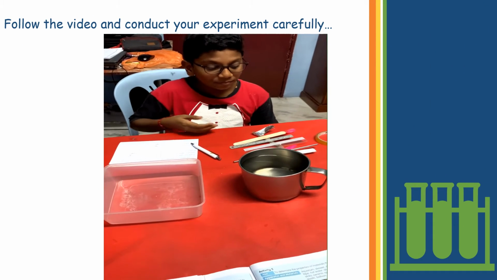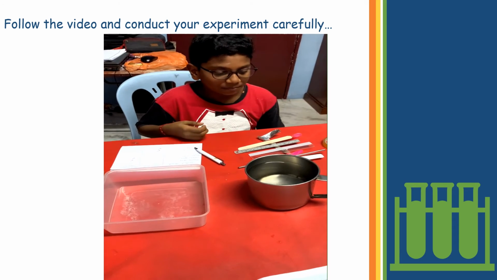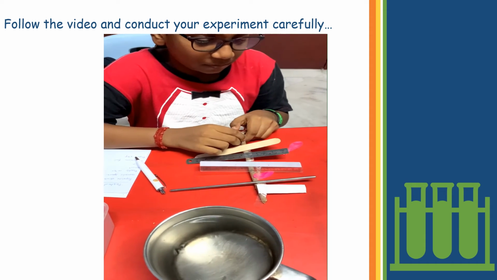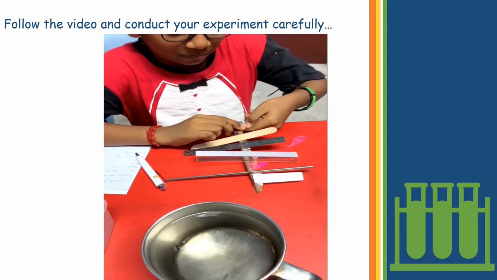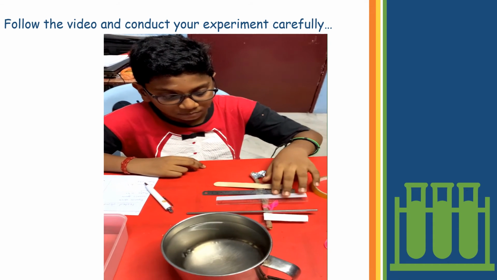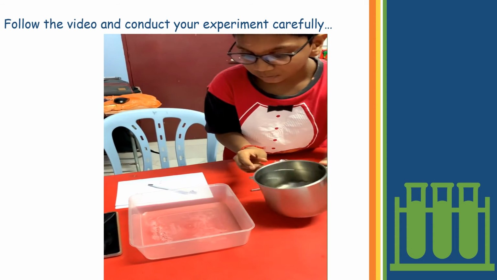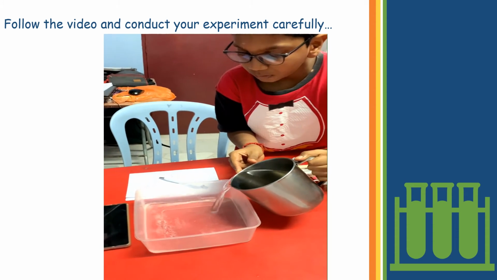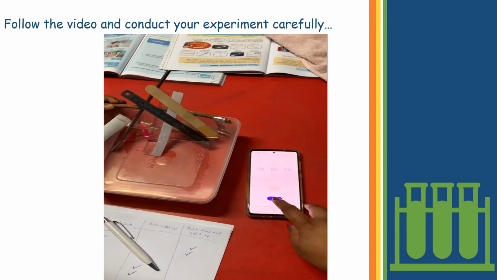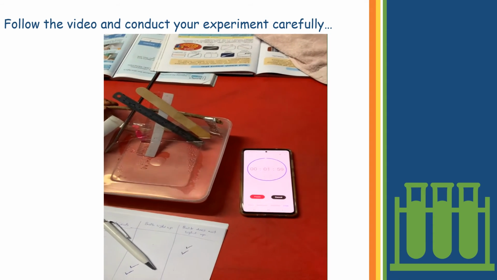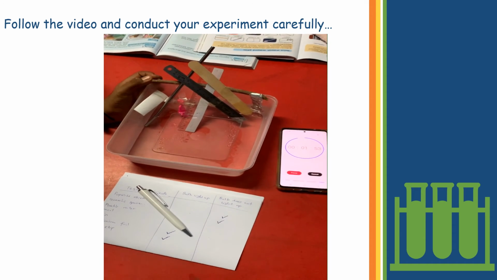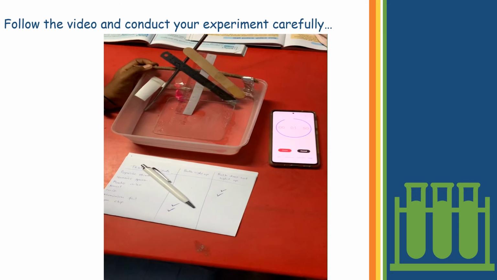First, you need to prepare all the materials for this experiment. Next, you have to attach all the objects to a skewer like this. Touch each object and determine the initial condition. First, pour the hot water into the container. Observe the condition of the objects and record your findings in the table.